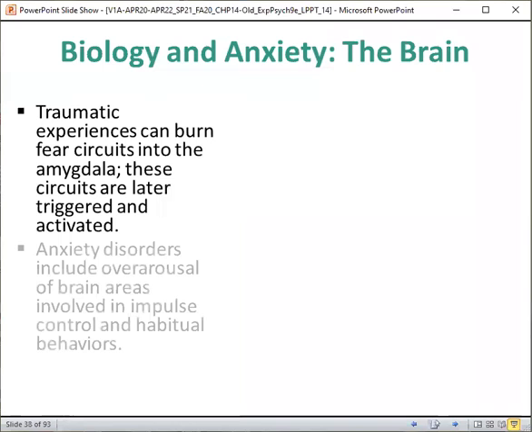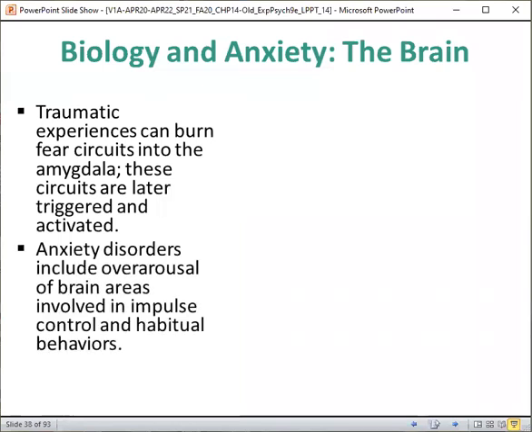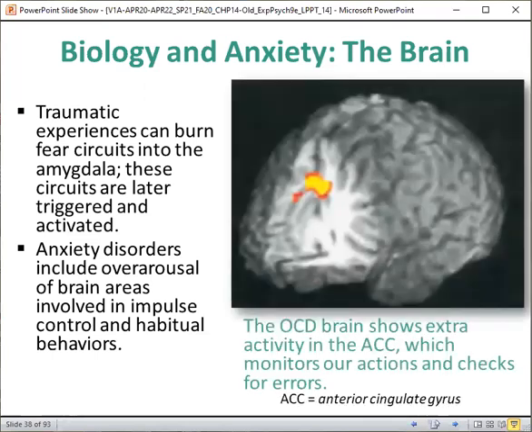Now, traumatic experiences can burn fear circuits into the amygdala. These circuits are later triggered and activated. Anxiety disorders include over-arousal of brain areas involved in impulse control and habitual behaviors. Again, you can see where the OCD may be able to come in there. So this is the brain of an OCD. The OCD brain shows extra activity in the ACC, which monitors our actions and checks for errors. So that's the area of the brain that does that.